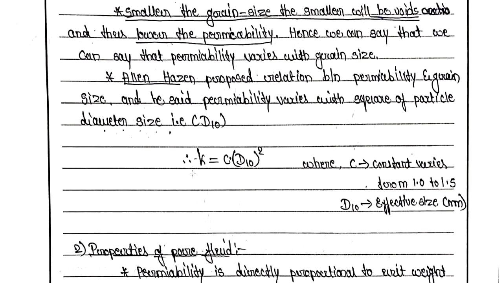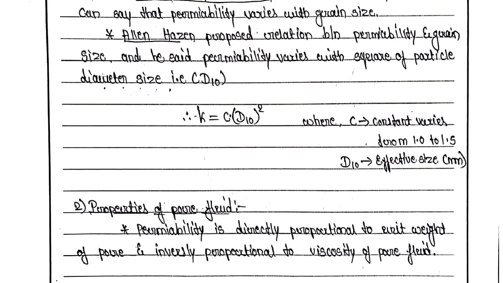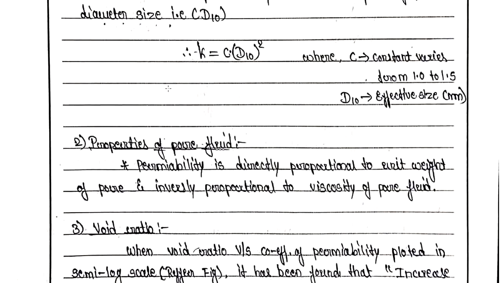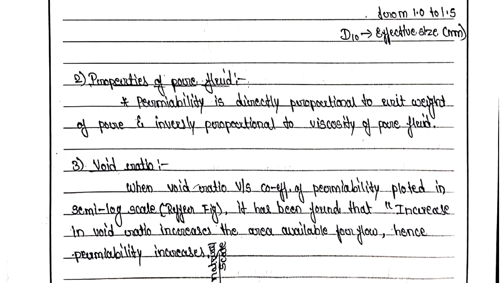Allen Hazen has given the equation relating the coefficient of permeability with the size of the particles, that is D10, the effective size. Next, properties of the pore fluid. Permeability is directly proportional to the unit weight of the pore fluid. As the unit weight of the pore fluid increases, permeability increases. What is unit weight of the pore fluid? It is nothing but the density of the pore fluid. As the density increases, permeability will increase.